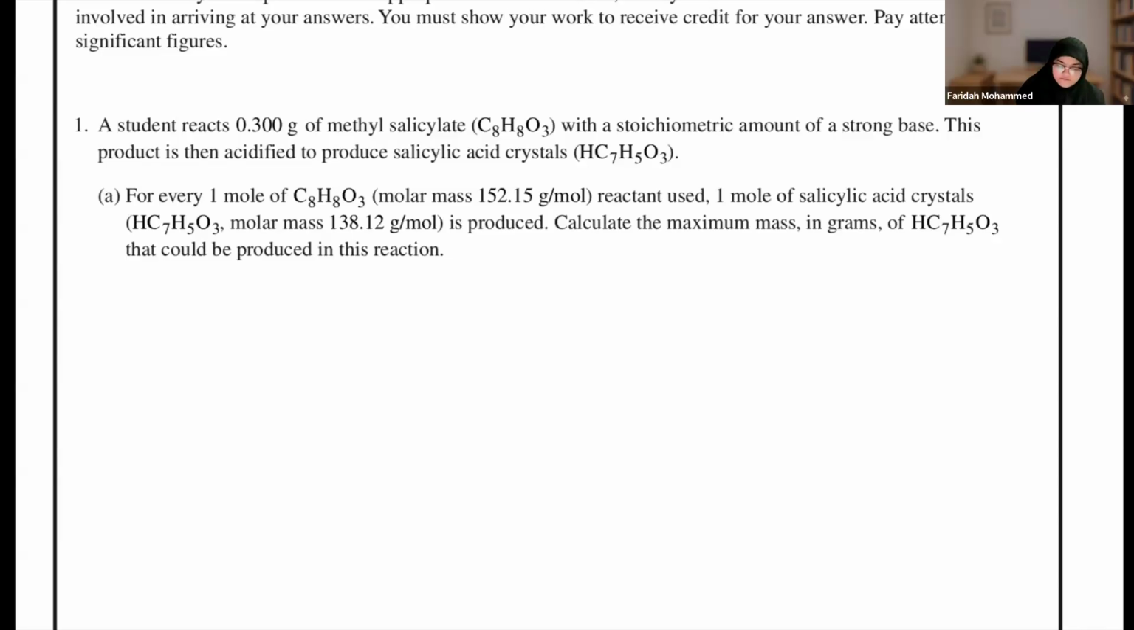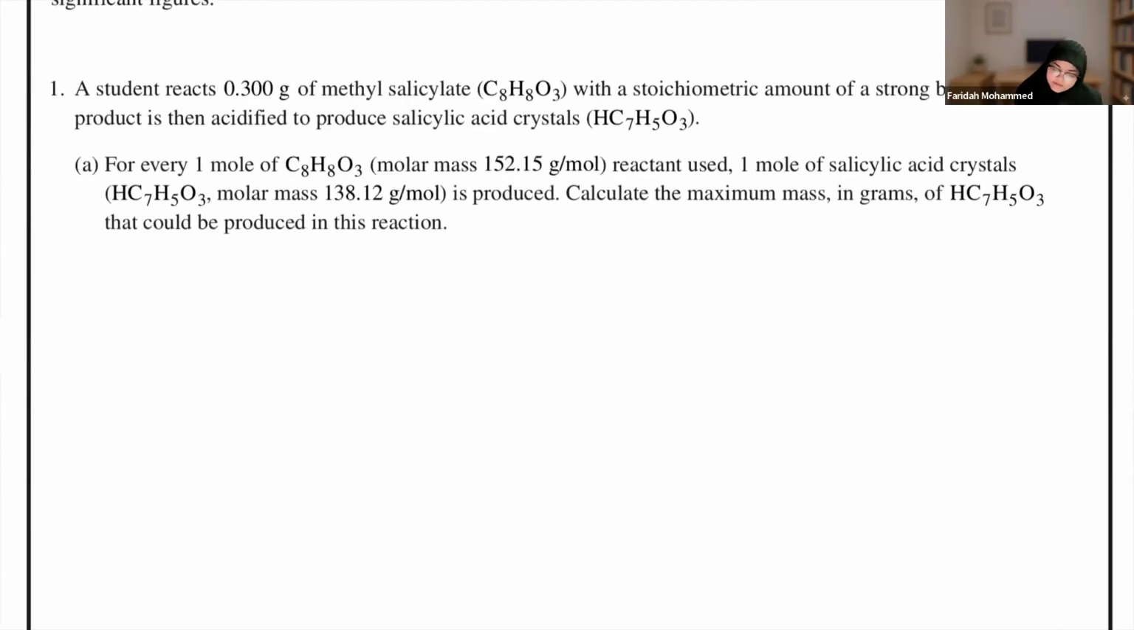Okay, let's start. So for this one, what do we do? This is just a normal stoic, right? They give you the grams of this. You can start from there. C8H8O3. And you want to find the grams of that thing. So what do you do?